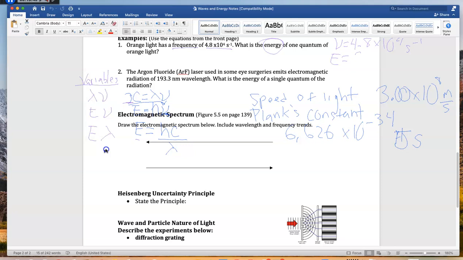So that's my question. Now, looking at my equations, which are kind of obscured, but that's okay. Which equation relates energy to frequency? Yes? Good. This one right here, right?